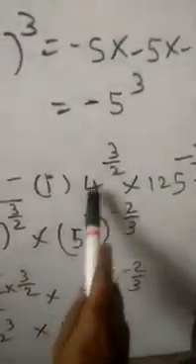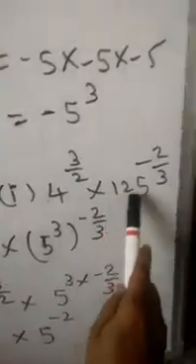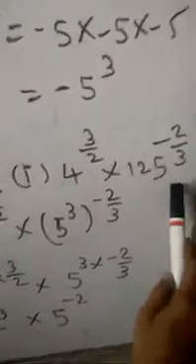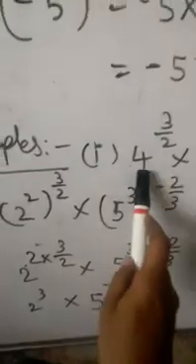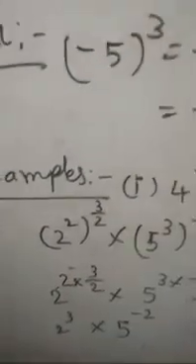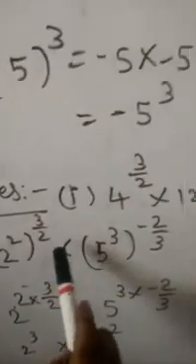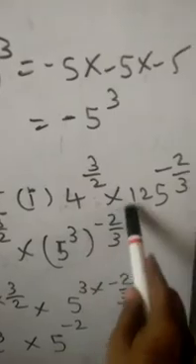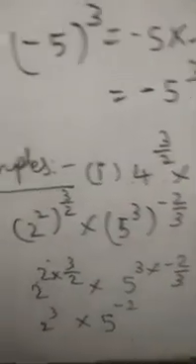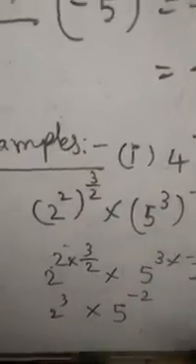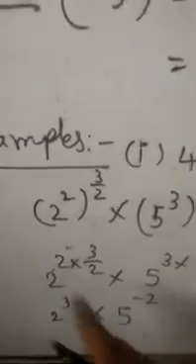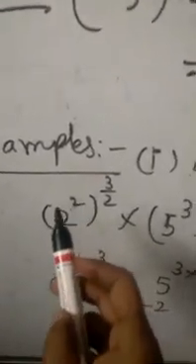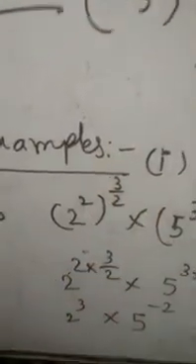Next first one: 4 to the power of 3 by 2 into 125 whole to the power of minus 2 by 3. See here answer: 4 we can write 2 square, whole to the power of 3 by 2, into 125 we can write 5 cube, whole to the power of minus 2 by 3. Next see here 2 square, here the formula from the first part of exponents, first formula applies here.